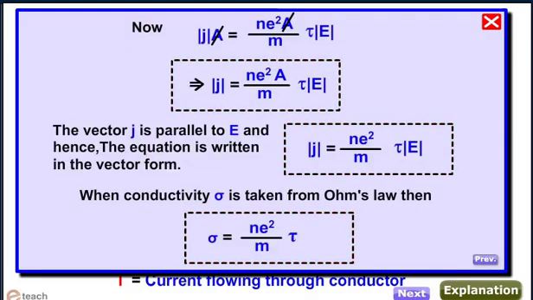Now on putting the value of I in the equation and after simplifying it, we get the following result. The vector J is parallel to E and hence the equation is written in the vector form as shown. When conductivity sigma is taken from the Ohm's law, then we get the result as shown.